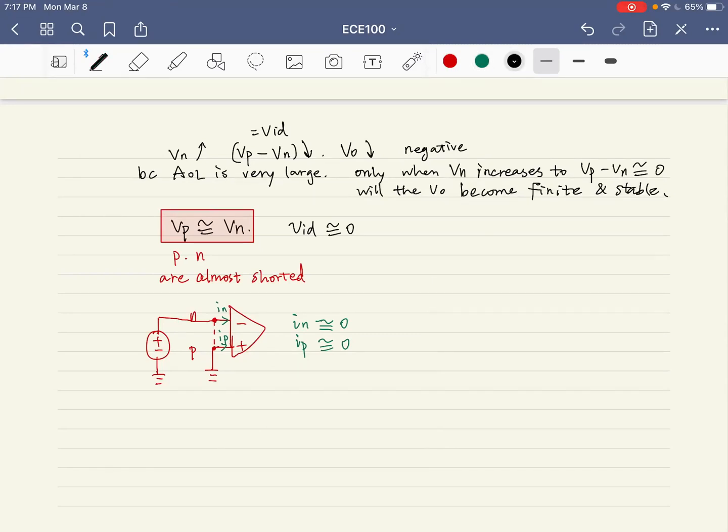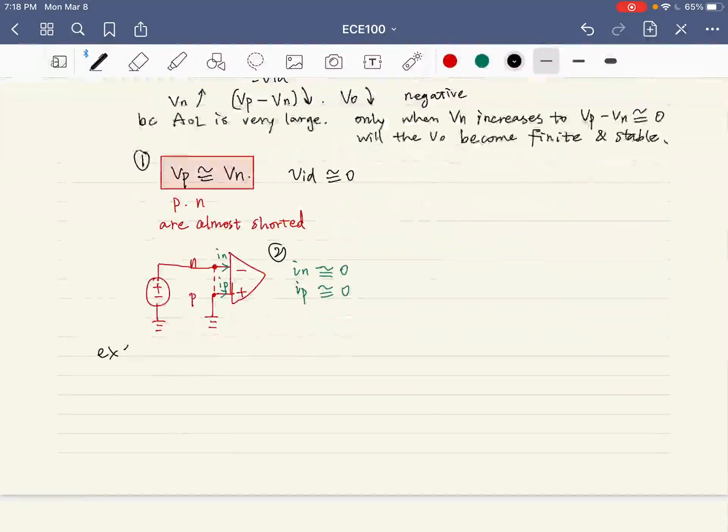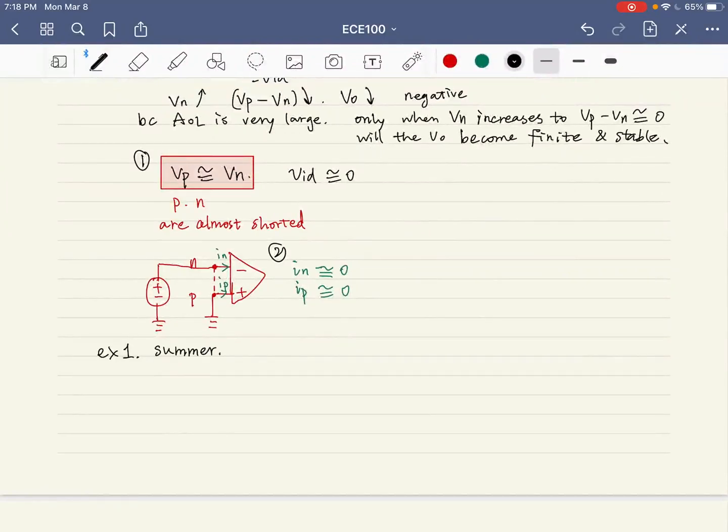Here, we already get the summing point constraint: Vp equals Vn, and IN, IP equal 0. Let's try to apply it to some circuits. Exercise 1. A summer, which is a circuit that takes the sum of the inputs.